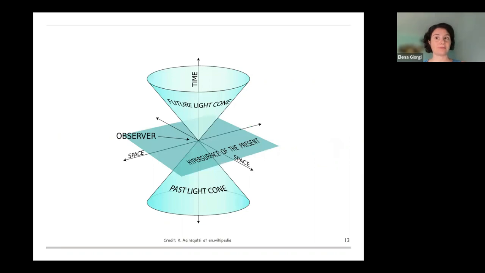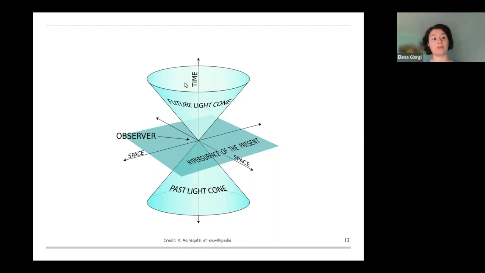But let's take a closer look at the light cone. This is a light cone centered at the observer, so let's say us, or any event. The horizontal plane on this light cone is the hypersurface of the present. It corresponds to time equal to now for the observer. Now, as time passes along the vertical, upward direction, the one I'm indicating here is the future light cone. It's a cone that is towards the future of the observer. And on it, light rays can travel along the edge of the cone.